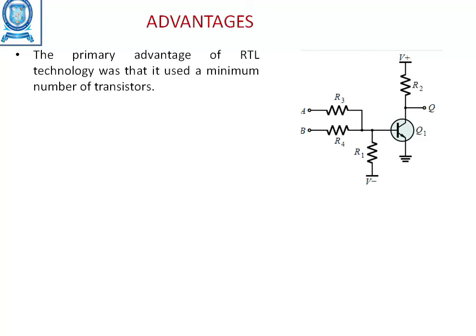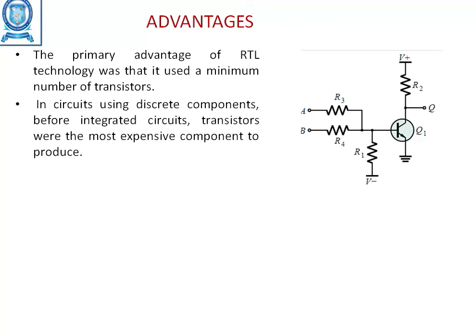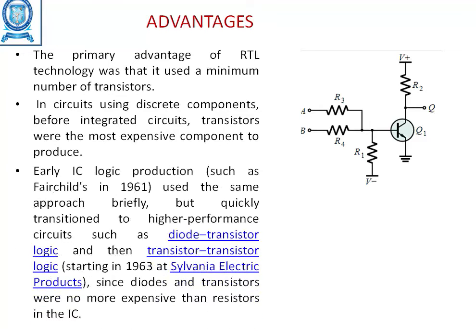What are the advantages of the RTL? The primary advantage of the RTL technology was that a minimum number of transistors is used in the circuit, using discrete components. Before integrated circuits, the transistors were the most expensive component to produce. Early IC logic production, such as Fairchild 9061, used the same approach briefly, but quickly transitioned to higher performance circuits such as diode transistor logic and TTL logic.